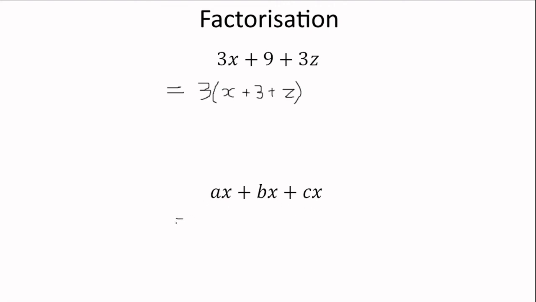And now finally for the last case, we have ax plus bx plus cx. Now, this is quite an interesting one. We can immediately see straight away x appears in all 3 of them. So x is going to be the common factor here. And now again, we just do the same process, dividing each term by x. So ax divided by x is a, bx divided by x is b, and then cx divided by x is c.